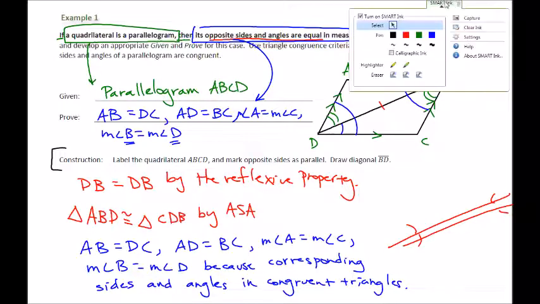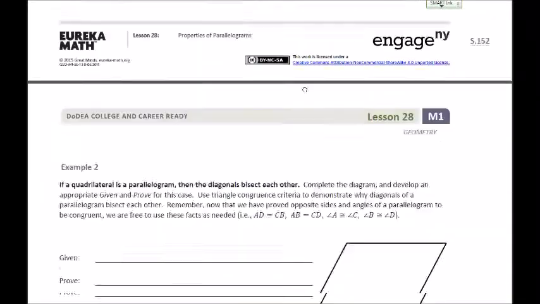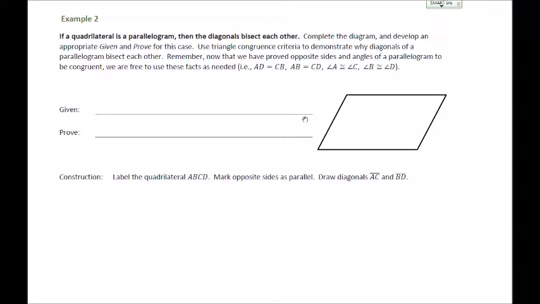The next proof we'll do is example 2, which hits the next bullet point in our standard. Again, if a quadrilateral is a parallelogram, then the diagonals bisect each other. Again, the if part gives us the given, and I will name this just for convenience. So I'm given parallelogram ABCD.